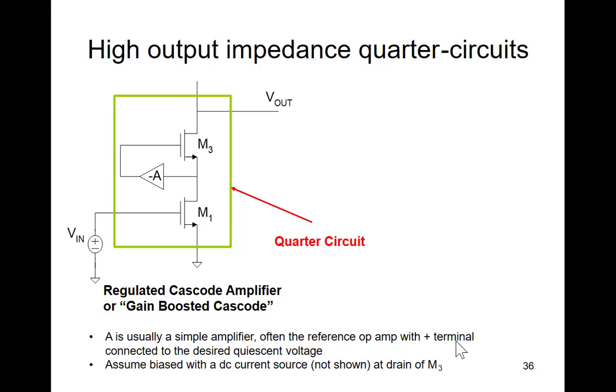The amplifier A is usually a simple amplifier. Often we'll use the reference op-amp, the 5 transistor op-amp, for the A amplifier here. And I'm assuming there's a DC current source, which I'm not showing here, coming into this quarter circuit. Okay, so this is the regulated cascode structure.